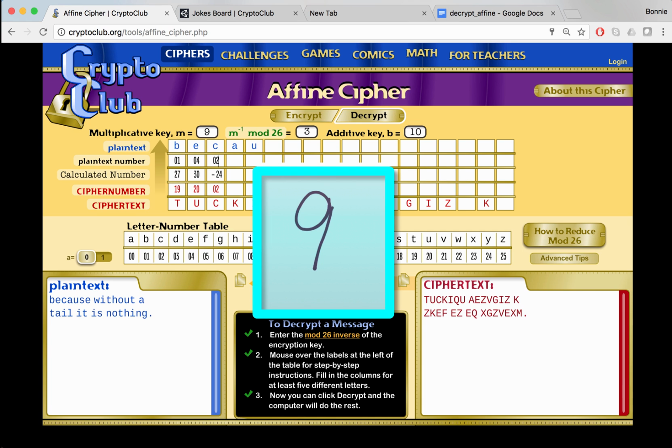So, why is the figure 9 like a peacock? Because without a tail, it is nothing. Very good.